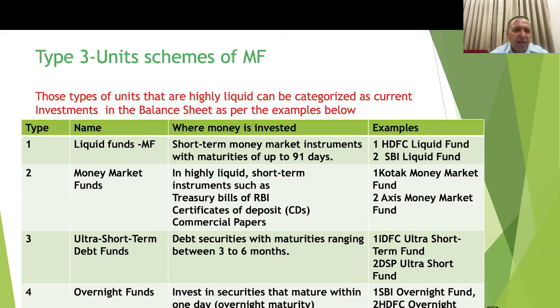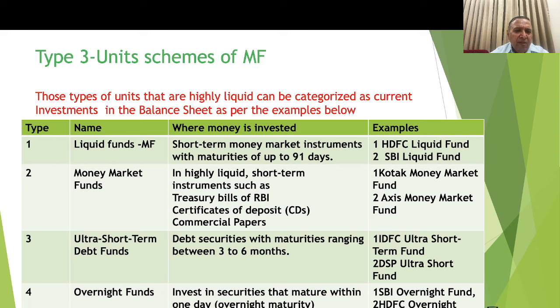Number 2 type is money market funds. These are also highly liquid short-term instruments such as treasury bills of RBI, certificate of deposits, commercial papers. Examples are Kotak Money Market Fund and Axis Money Market Fund. So what I am saying is the second column indicates where money is invested out of these funds.